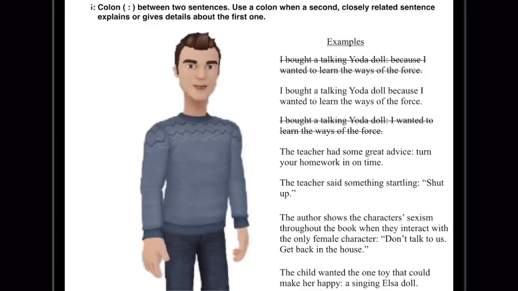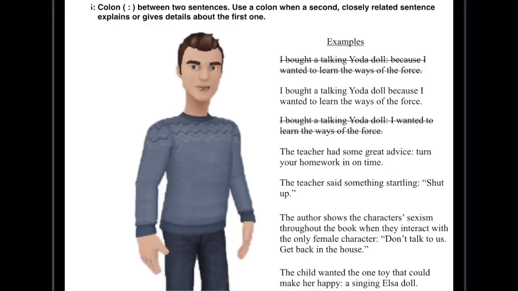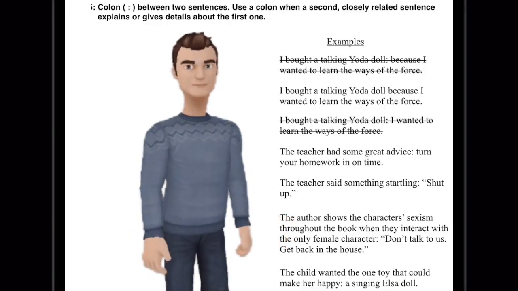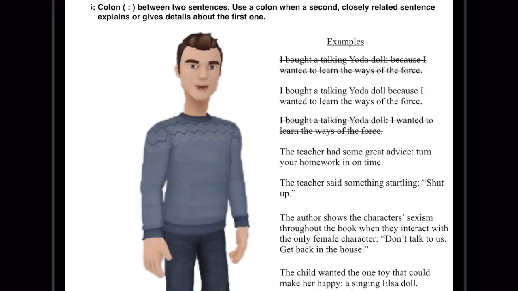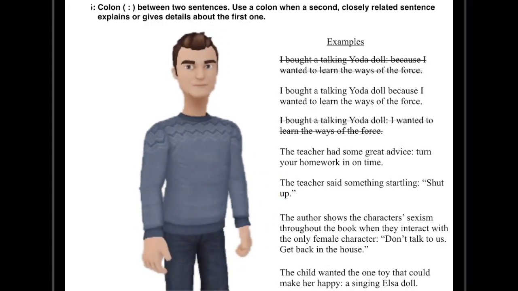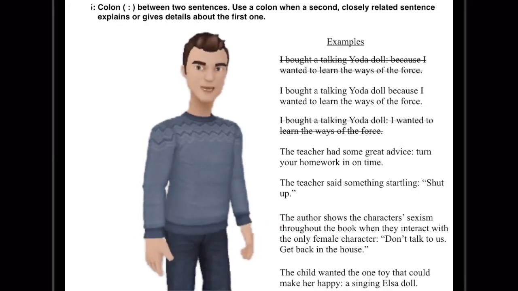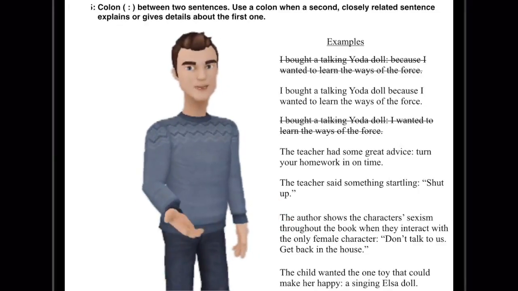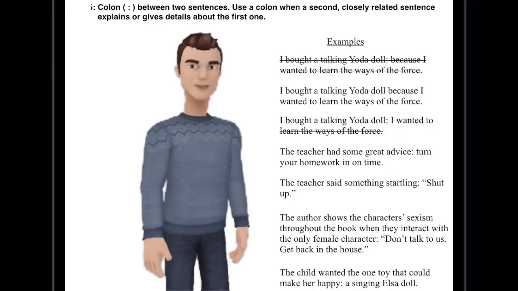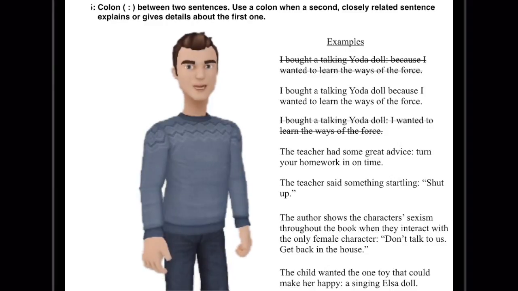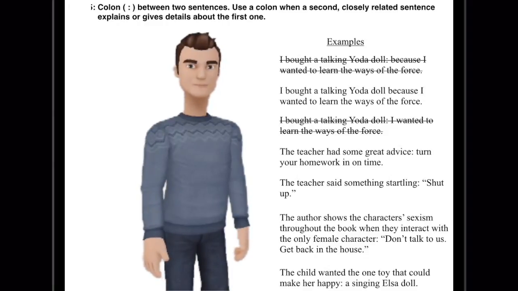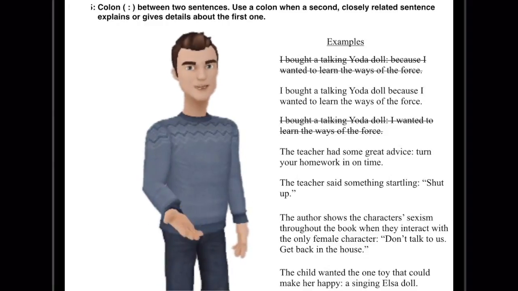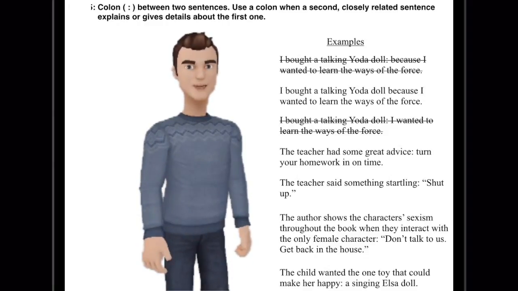After you really kind of master having an independent clause on both sides, there's another way where you can have a group of words after the colon. So in this one, we have, "The child wanted the one toy that can make her happy: a singing Elsa doll." And in that one, we don't have an independent clause after the colon, but we have a group of words that specifically tie back to the original sentence.